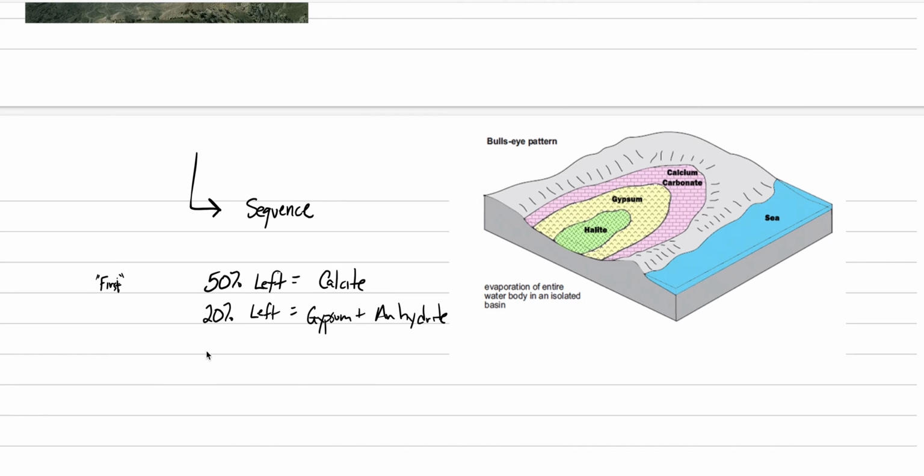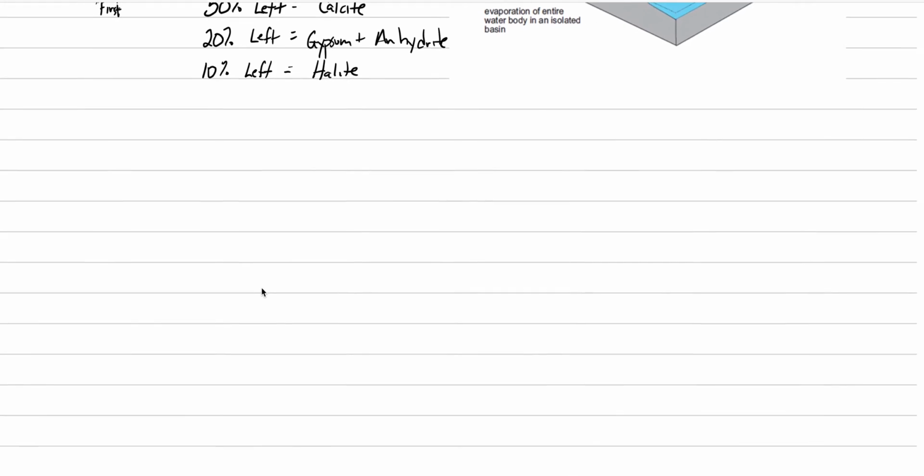Anhydrite. And the thing you probably would have guessed first and been terribly wrong is when you've lost 90% of your water and you only have 10% of it left, that's when you're going to get your salt, your halite deposits forming. So what's interesting about this sequence is it's a way to read the ancient rock record, to look into the past and see episodes of drought and climate and how that's fluctuated through time.